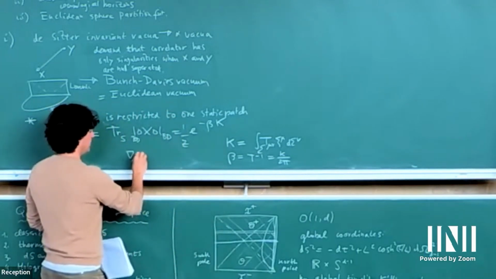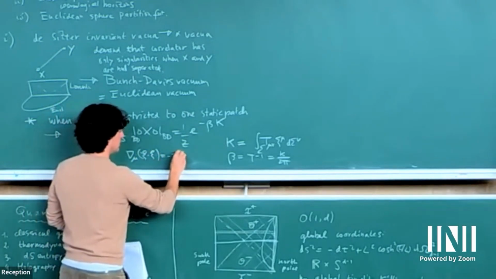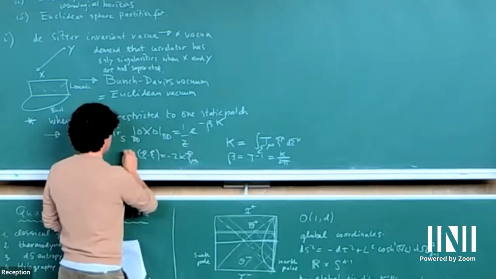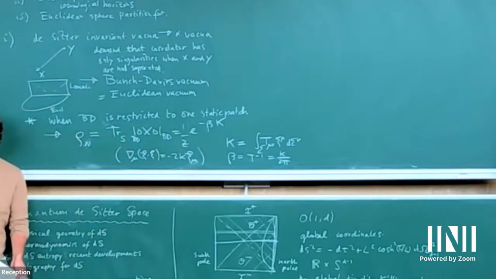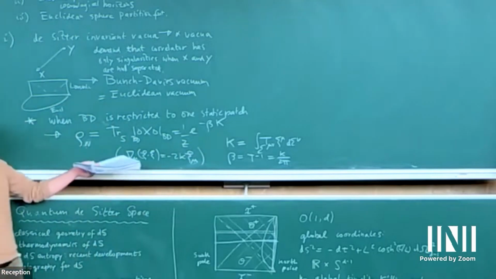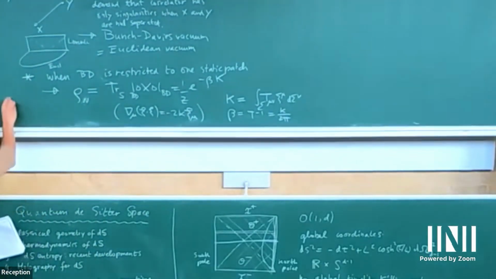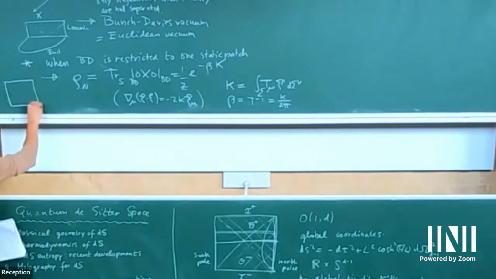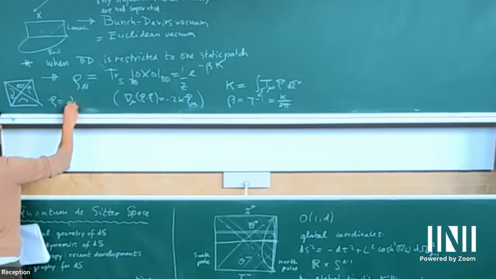So one of the definitions of kappa is this, evaluated at the horizon. So psi is the Killing vector. Psi is d/dt.